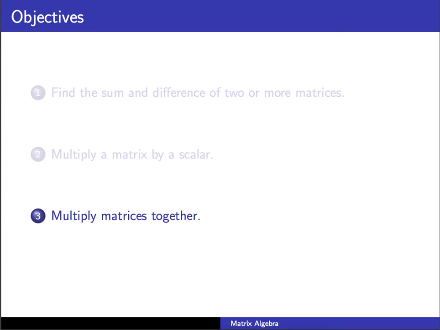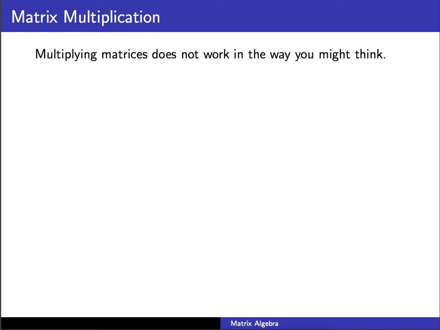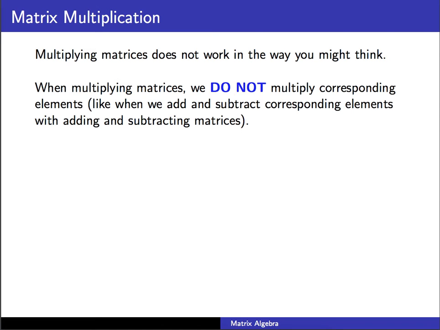In this video, we're going to take a look at multiplying matrices together. We're going to break this objective up into a few videos for the purposes of time. In the last video we looked at multiplying a matrix by a scalar or a real number. In this video, we're going to take a look at multiplying matrices together. Now, unfortunately, it does not work in a way that you might think it does.